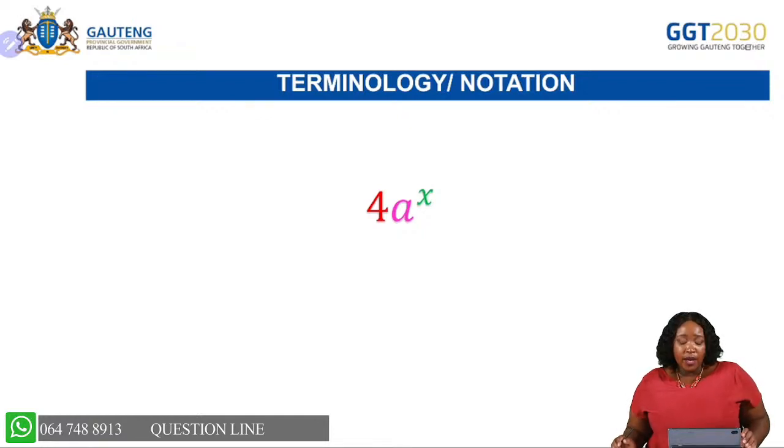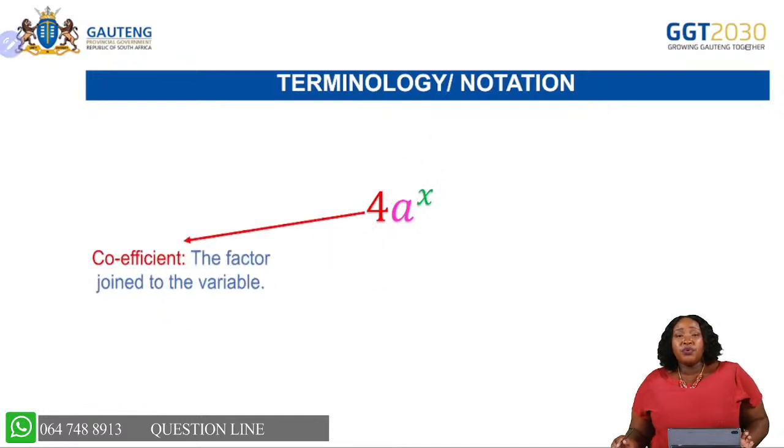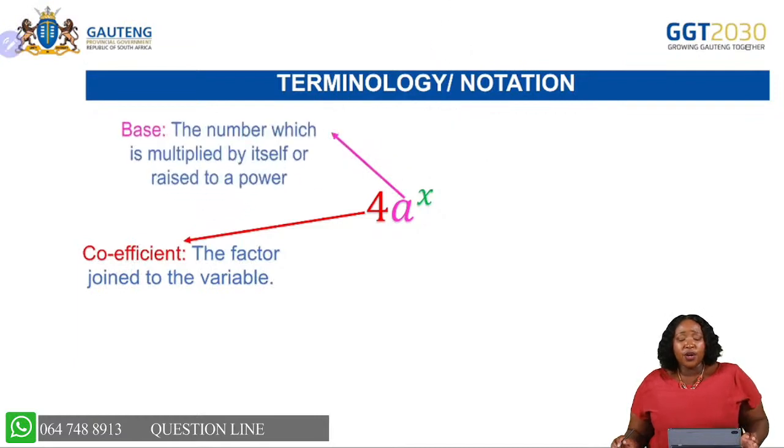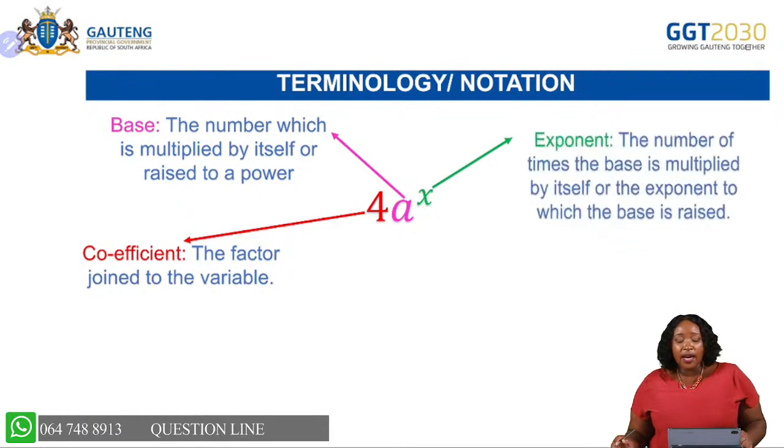Okay, now let's go back and remind ourselves of some of the notation that is associated with exponents, okay, and especially the expressions, okay. So here, the 4 represents a coefficient, okay. Now, a coefficient is the factor that is joined to the variable. The word factor tells you that this number is being multiplied with the variable, okay. And then you still remember that your a here will be the base because it's the one that is being raised to the exponent, right? So this is the number that is being multiplied by itself a certain number of times, right?